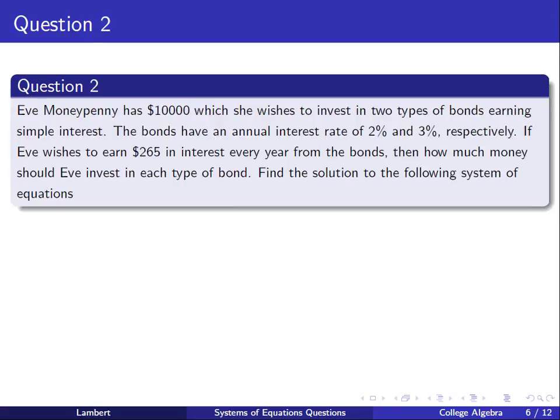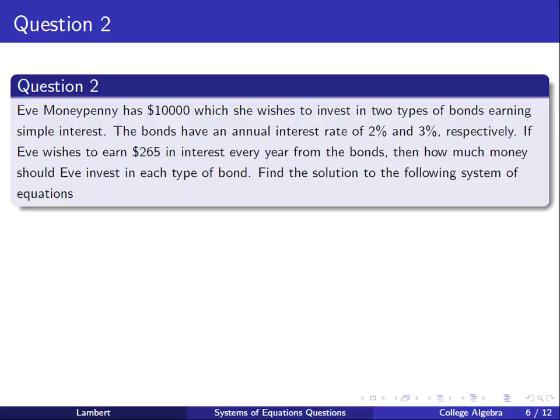So moving forward, let's take a look at this next question. We've got a word problem dealing with bonds. Eve Moneypenny has $10,000, which she wishes to invest in two types of bonds earning simple interest. The bonds have an annual interest rate of 2% and 3% respectively. If Eve wishes to earn $265 in interest every year from bonds, then how much money should Eve invest in each type of bond? And we want to find the solution to this.